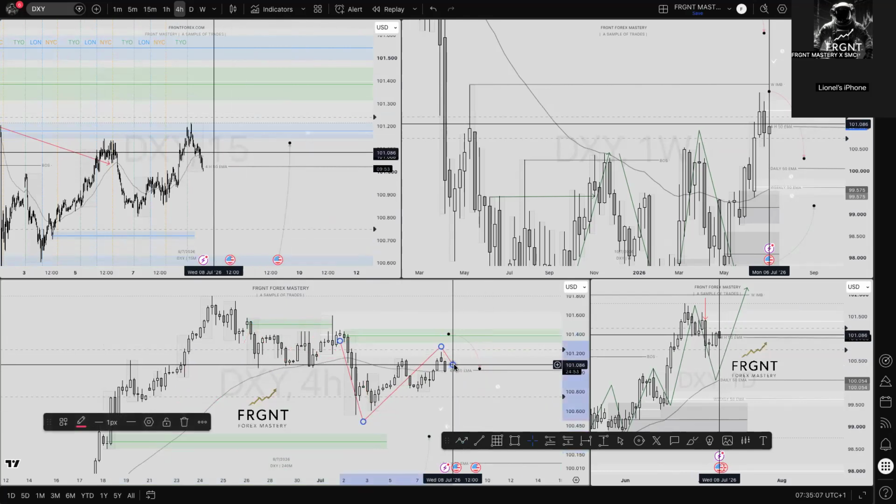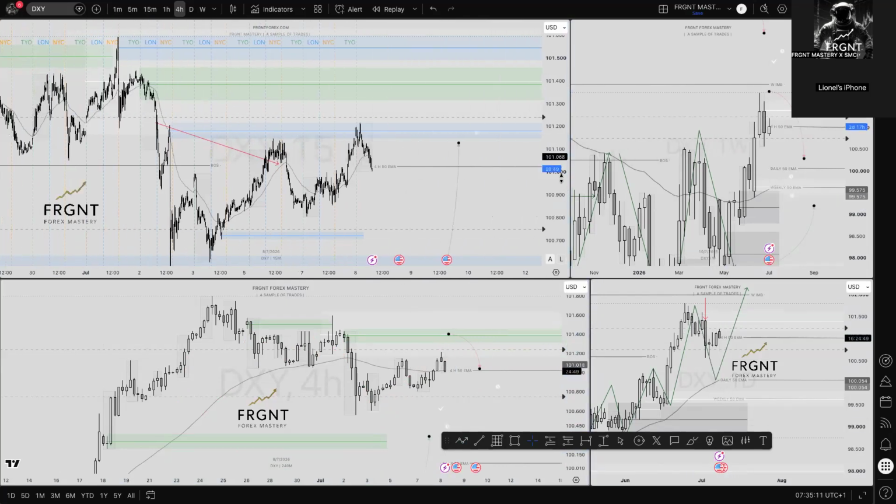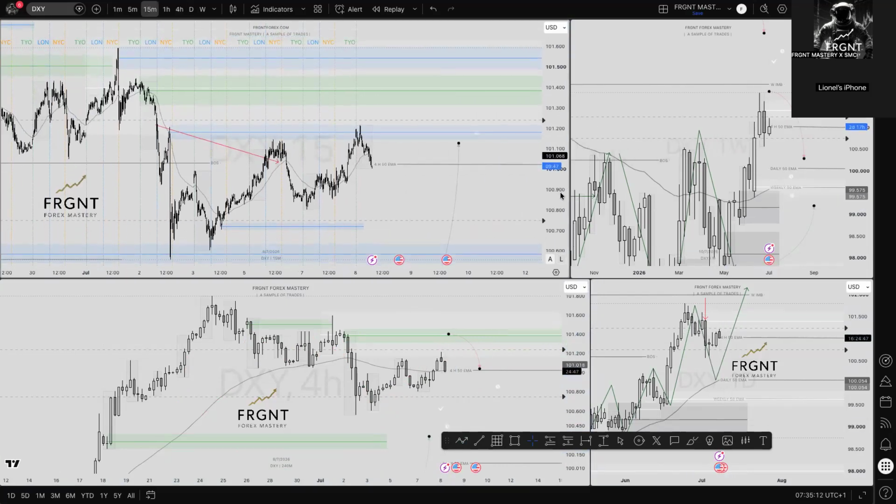So that's the overall thought process initially on the DXY. So I'm looking at potential US dollar weakness. So what could that then mean? GU, EU, AU potential long positions, USD/JPY potential shorts, USD/CAD potential shorts. So let's have a look to see what we got throughout the day.